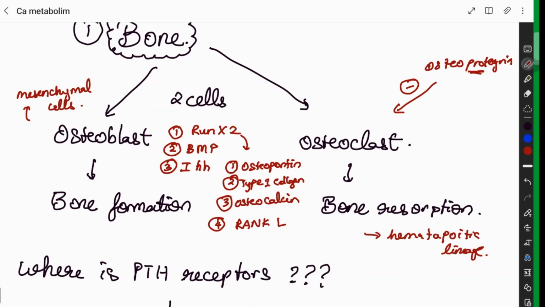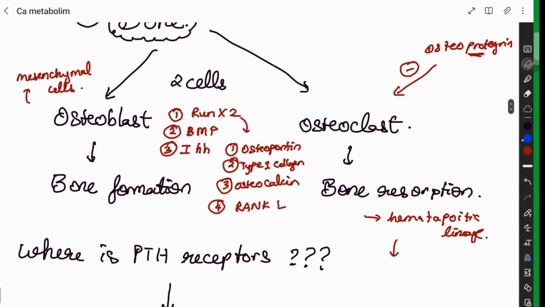So osteoclast is very important for bone resorption. The specific region in the bone where your osteoclasts are going to cause bone resorption, anyone know what it is called? Howship's lacunae. So the area where you have bone resorption is called Howship's lacunae. Clear?